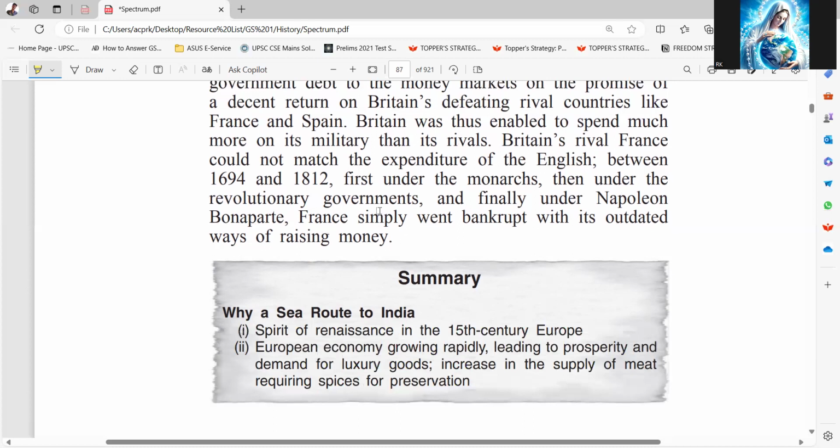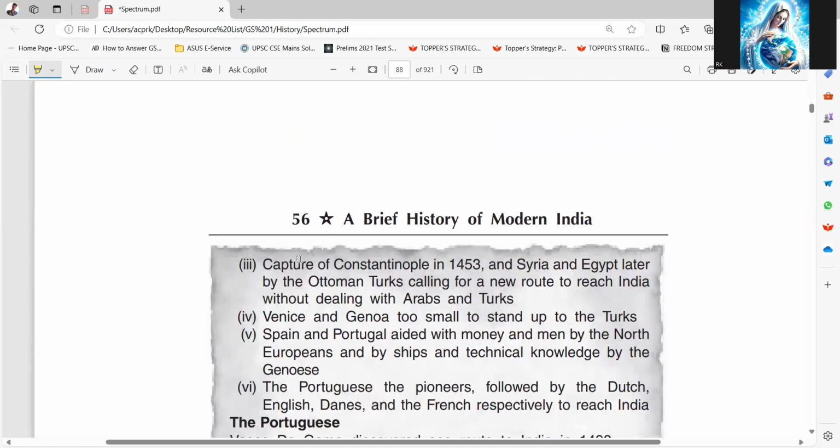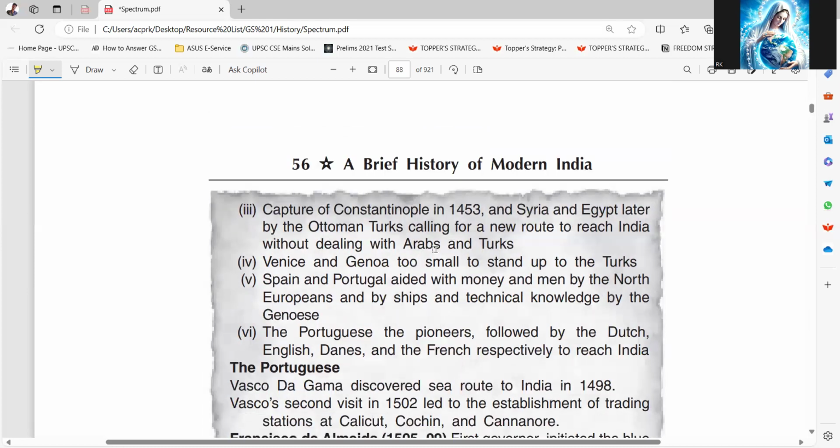So now we will discuss the summary of this chapter, the advent of Europeans in India. Why a sea route to India? First one is the spirit of Renaissance in 15th century Europe. Second one is the European economy growing rapidly, leading to prosperity and demand for luxury goods, increasing the supply of meat, requiring spices for preservation. Third one is the capture of Constantinople in 1453 and Syria and Egypt later by the Ottoman Turks, calling for a new route to reach India without dealing with Arabs and Turks.